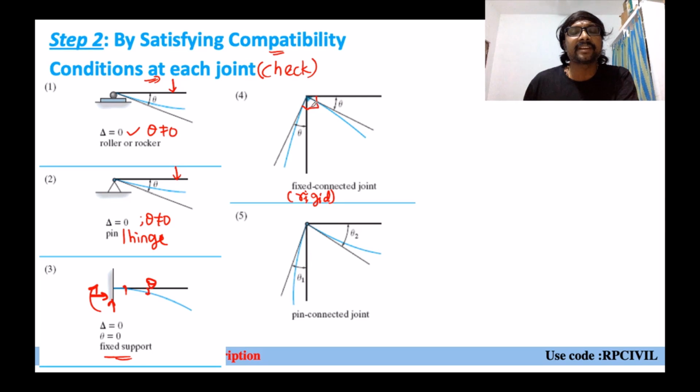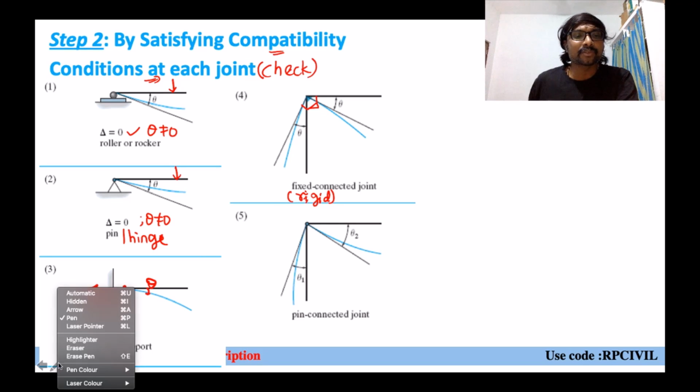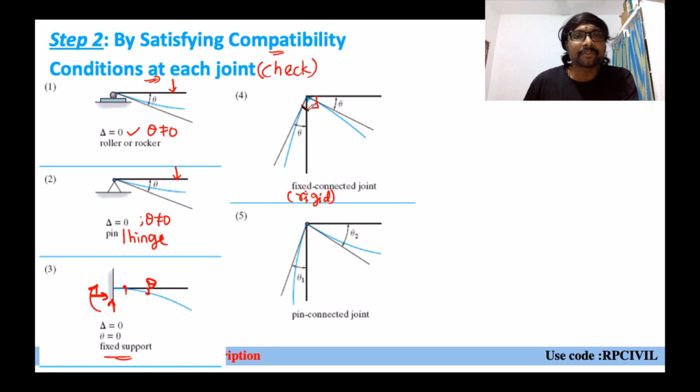Before loading if 90 degrees is there, after loading also we can have 90 degrees only, right? That is the meaning of your rigid connection. This is after loading, this one is before loading. Both are the same. And when both are the same, what will happen?